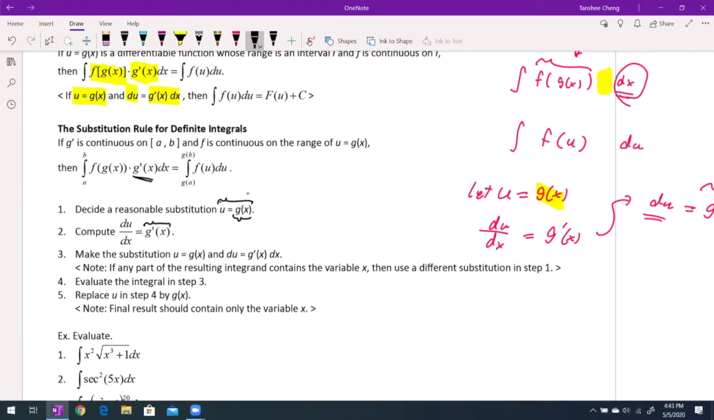Sometimes you need to substitute it twice in order to be able to take the integral. So I don't think we can look at that kind of problem right away at this point. Okay. So, any questions on this idea? All right.